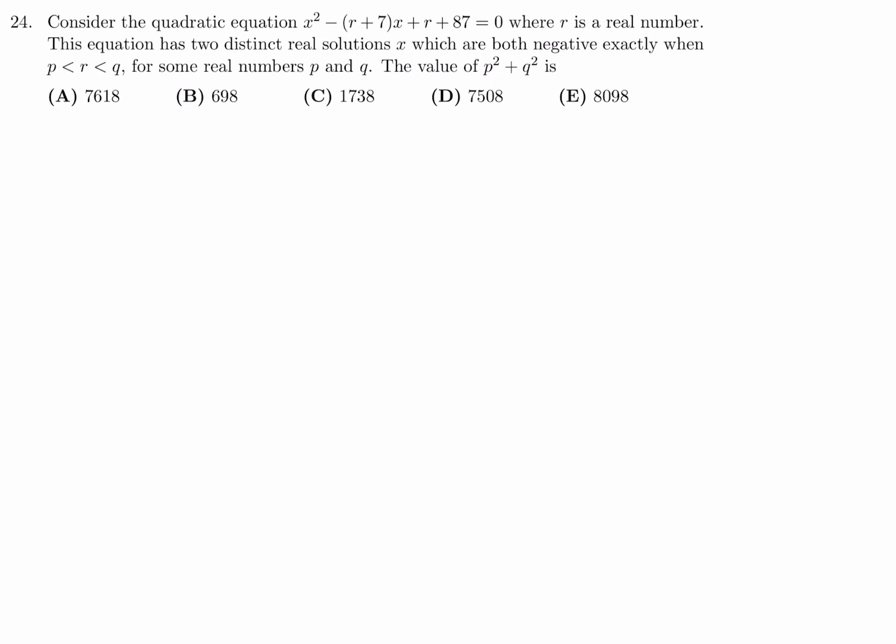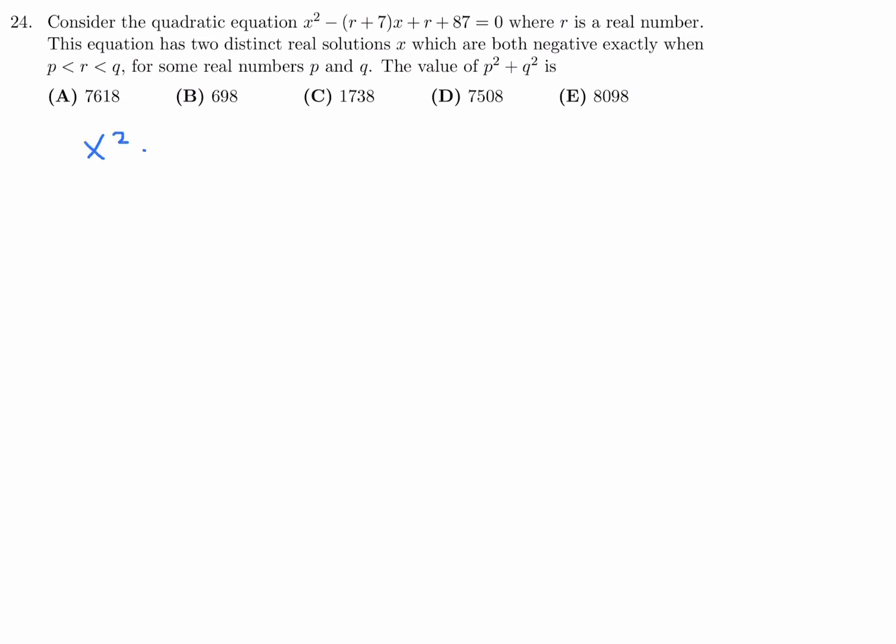Consider the quadratic equation x squared minus (r plus 7)x plus (r plus 87) is equal to 0, where r is a real number. This equation has 2 distinct real solutions x, which are both negative exactly when p is less than r, which is less than q, for some real numbers p and q. The value of p squared plus q squared is?